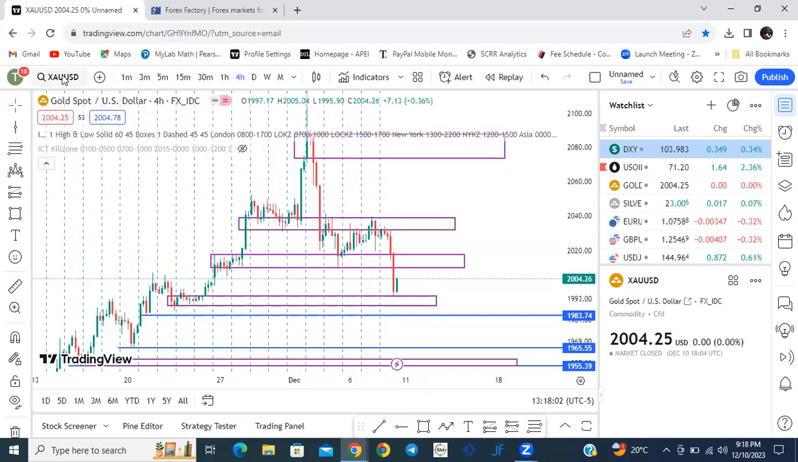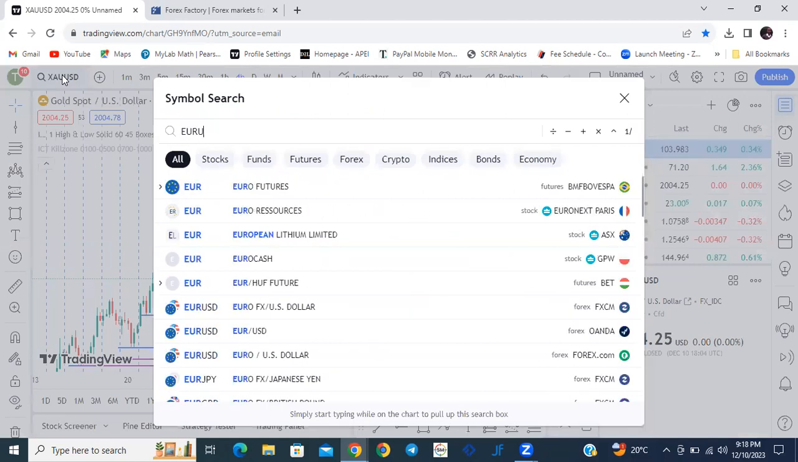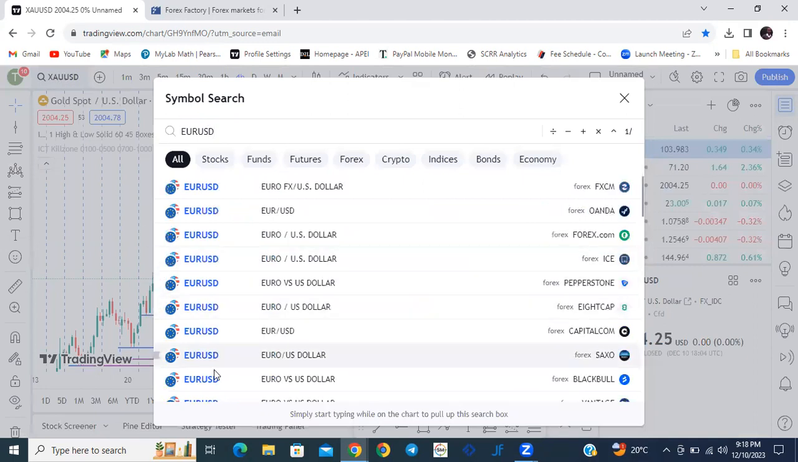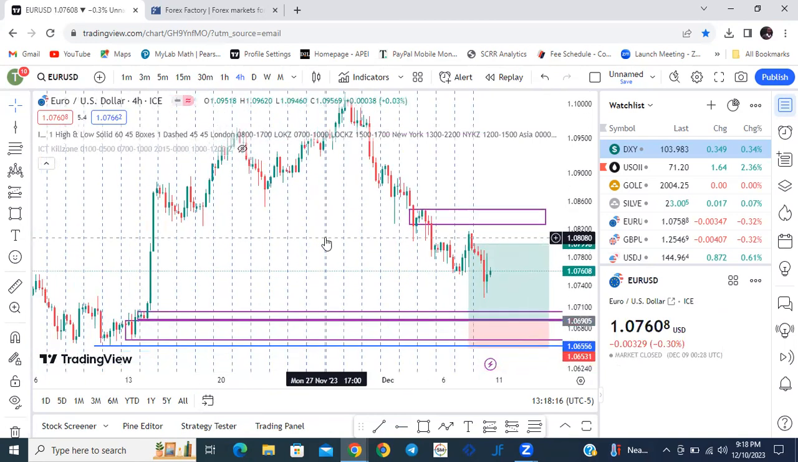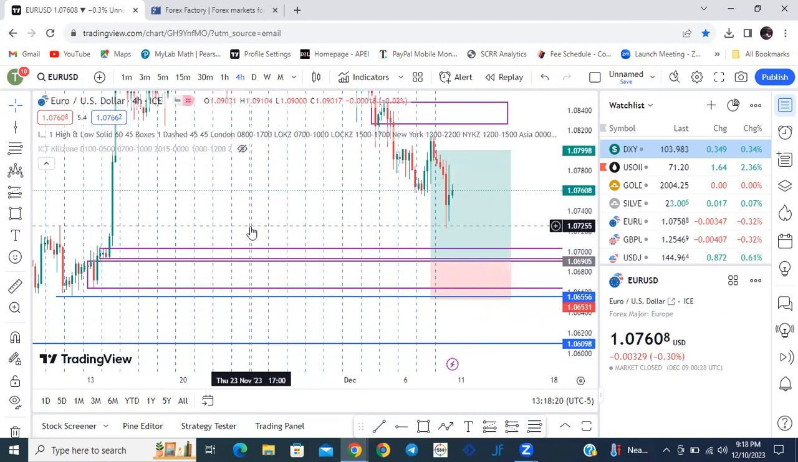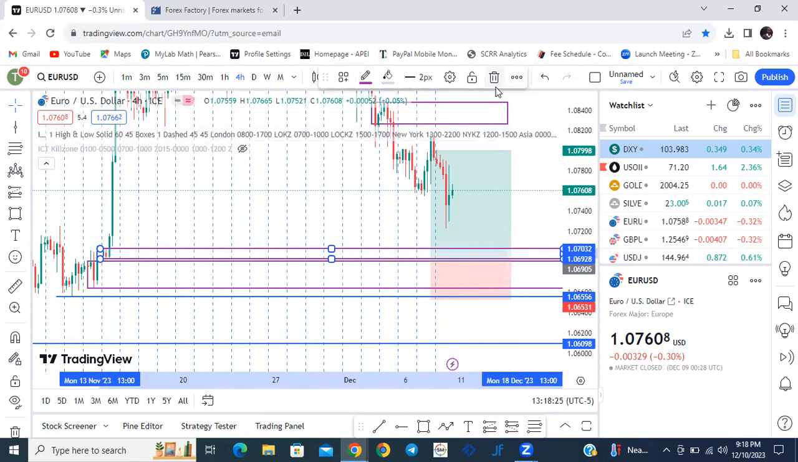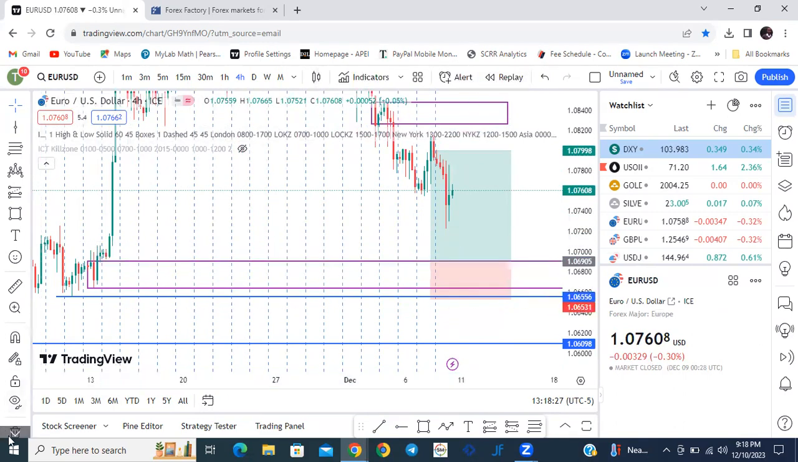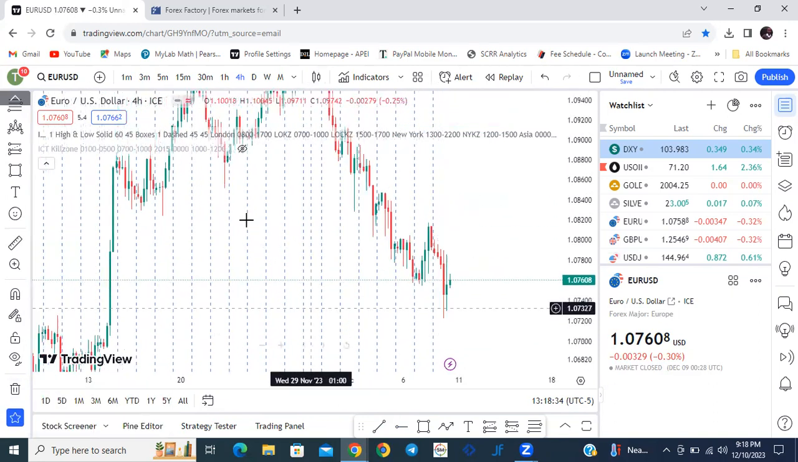The other pair that we need to look at is EUR/USD. With the EUR/USD, basically, we have a setup at this region. Let me delete all this so that we can look.